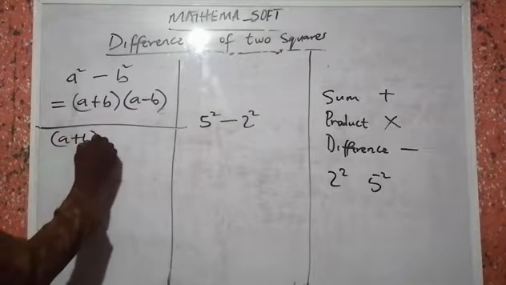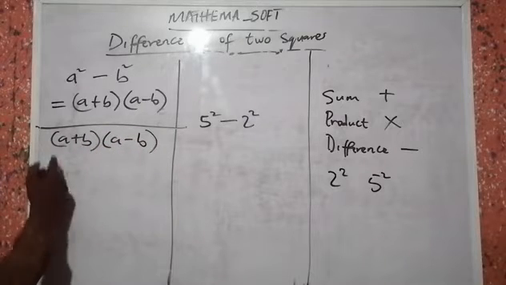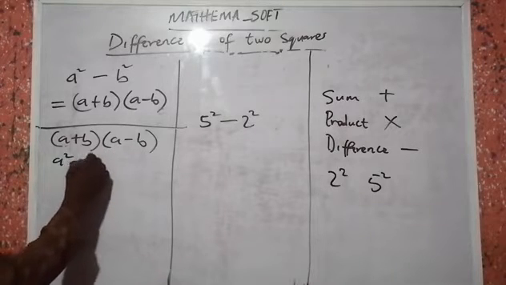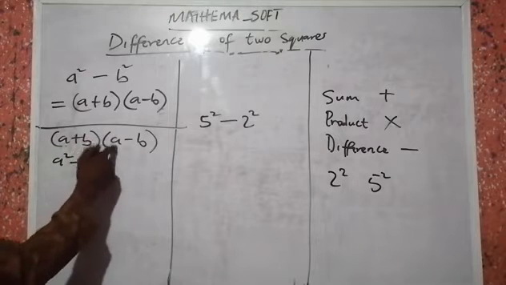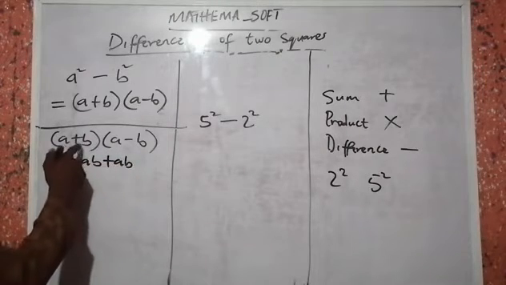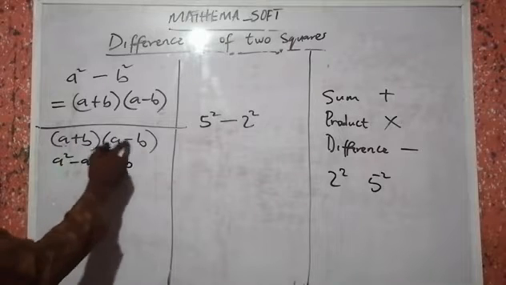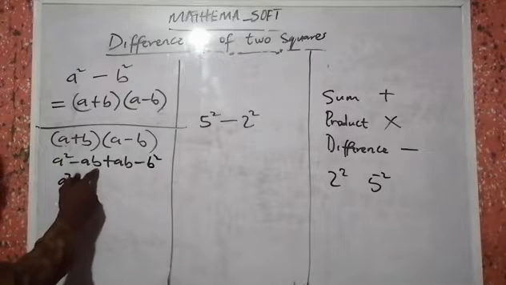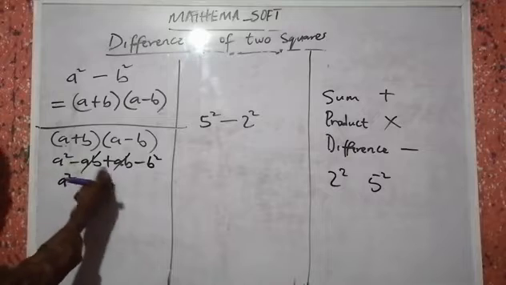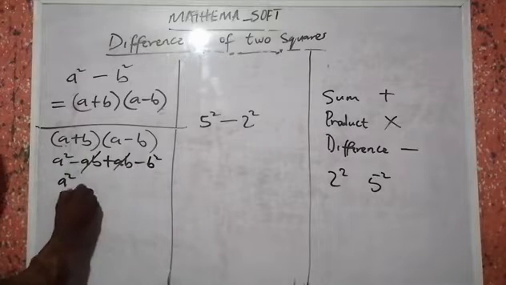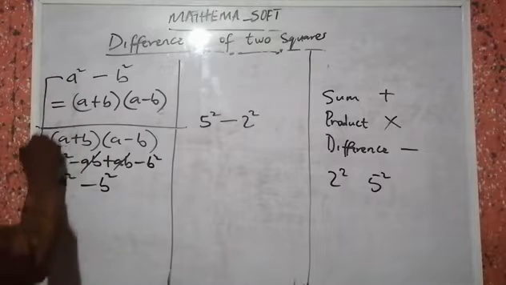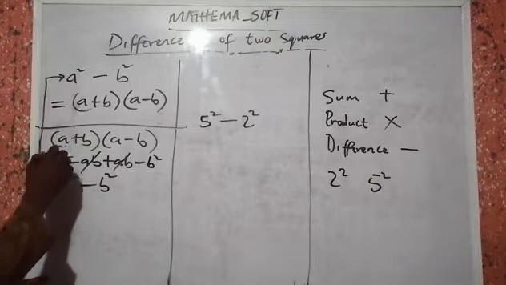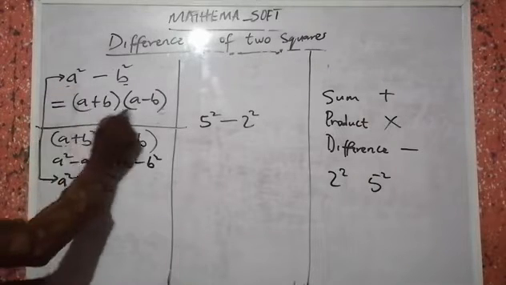A plus B, bracket A minus B. A multiplied by A will give us A squared. A times minus B will give us minus AB. Plus B times A will give us plus AB. Plus B times minus B, plus times minus will give us minus. B times B will give us B squared. So A squared minus AB plus AB, we cancel out. And what will remain is minus B squared. Now compare this and this. You will see that we come back to this. In other words, this here is equal to this.